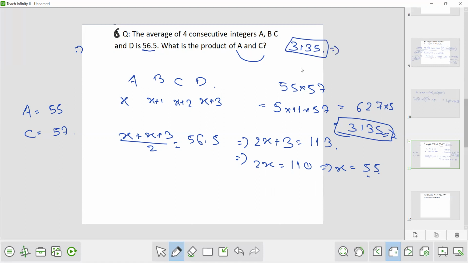I am explaining the calculation part here, because whenever you solve DI in the examination, your calculation should be quite fast, else you would not cope up with other students, because the time is limited.